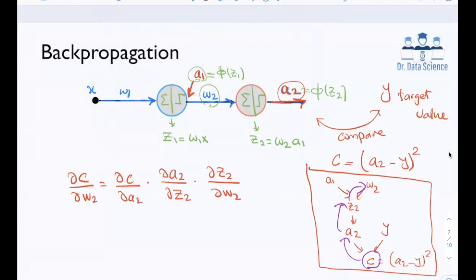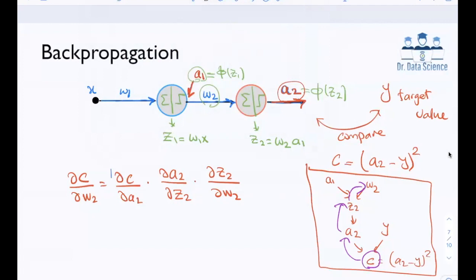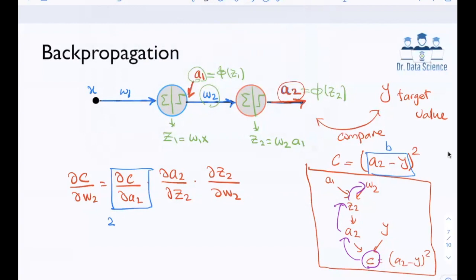So we found all these partial derivatives. Now let's look at this. What's the partial derivative of C with respect to A2? This is a quadratic term again, right? So you can call this anything you want. I call this B. What's the derivative of B squared? It's 2 times B, and remember, B is equal to A2 minus Y. And now you have to take the derivative of the inside of these parentheses, B with respect to A2, which is 1, because the derivative of X with respect to X is 1.